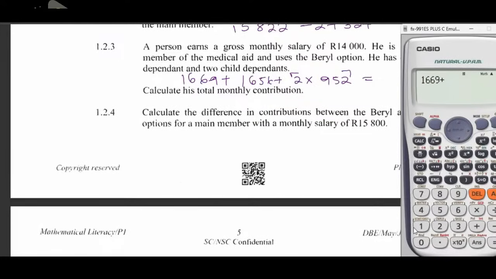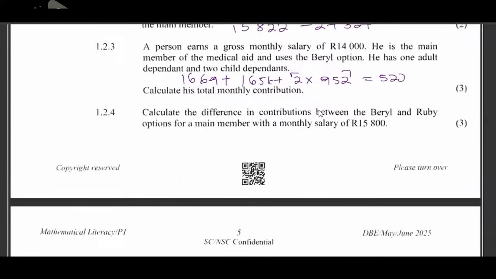1,669 plus 1,656 plus 2 times 952. Press equals 5,229. What were they looking for? The monthly contribution. This is it, the monthly contribution.